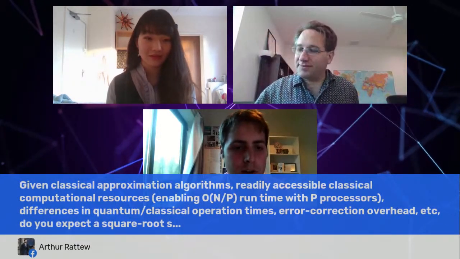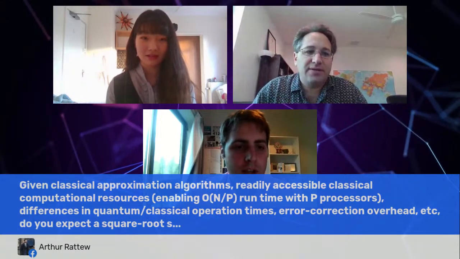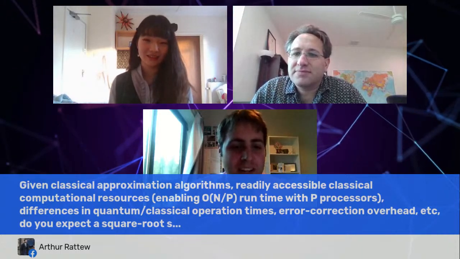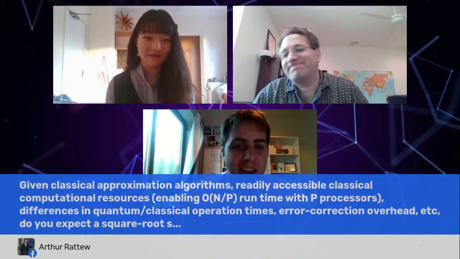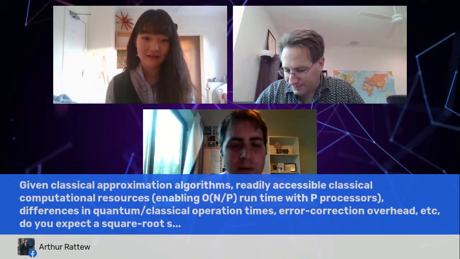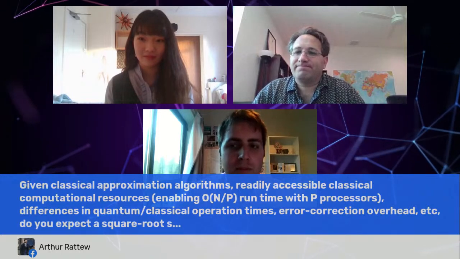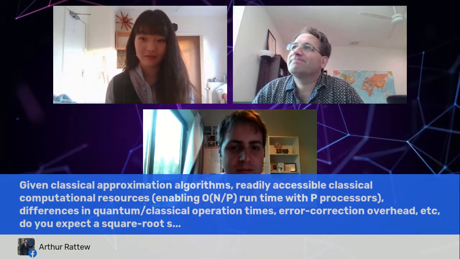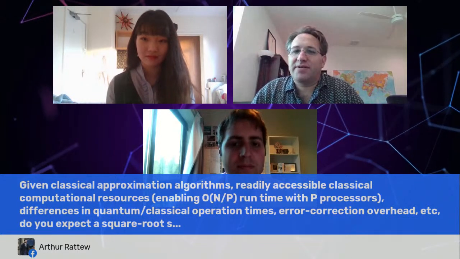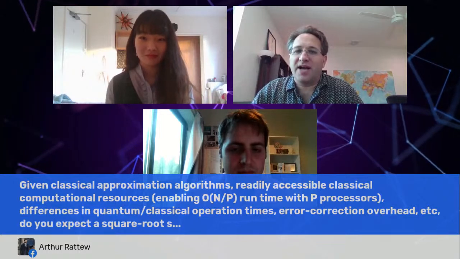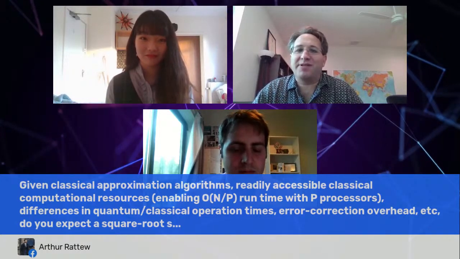So this question comes from Arthur from the audience. Given classical approximation algorithms, readily accessible classical resources, enabling a particular runtime, error correction, et cetera, would you expect a square root speedup on NP-hard optimization problems to actually have any practical applications? Yeah, it's a very good question. Not for the near future. I would be very surprised to see that in the next few decades. Eventually, possibly.